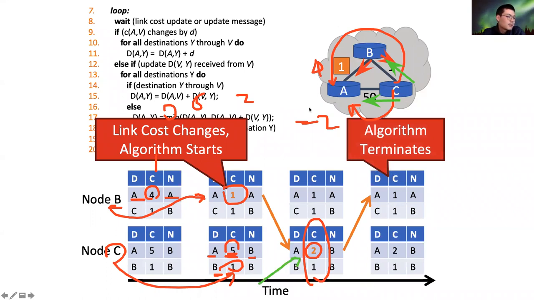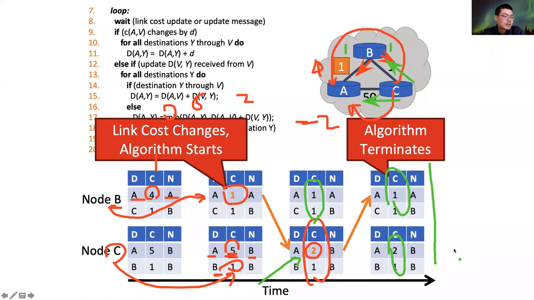But already you can see B's distance to everyone else is 1. So there's no way 2 plus something will make this distance smaller. Okay, this is already small, so there will be no change. And similarly, if you look at the other paths, C will also have no change. So by this time it converges. There's no more change, right?